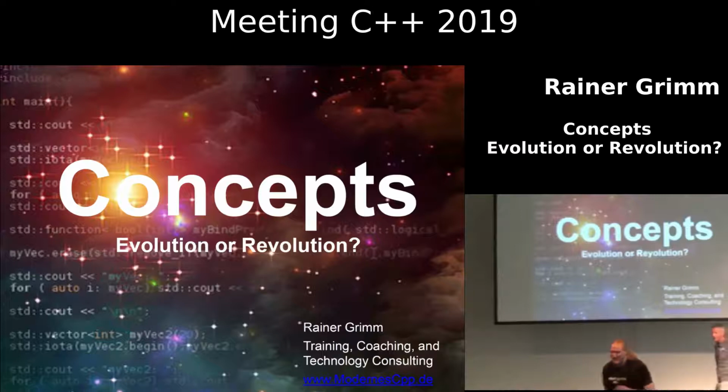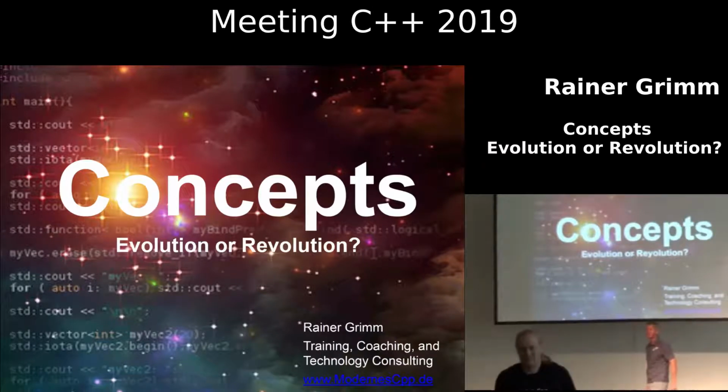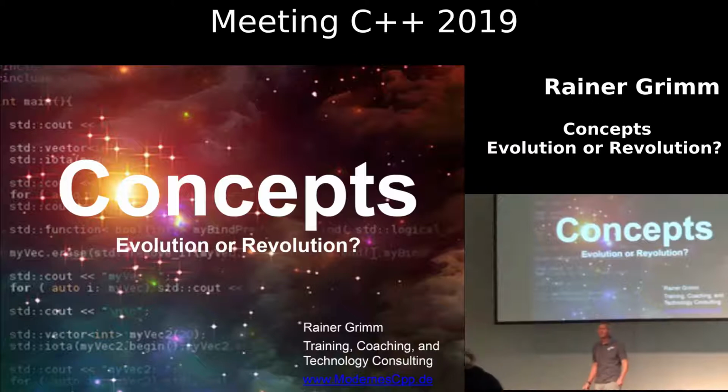To the easy stuff. My name is Rainer Grimm. I'm a software developer since, oh no, forget about it, 1999. But I started in 2016 as an independent trainer, particularly for C++ and a little bit also for Python. So that's all about me.